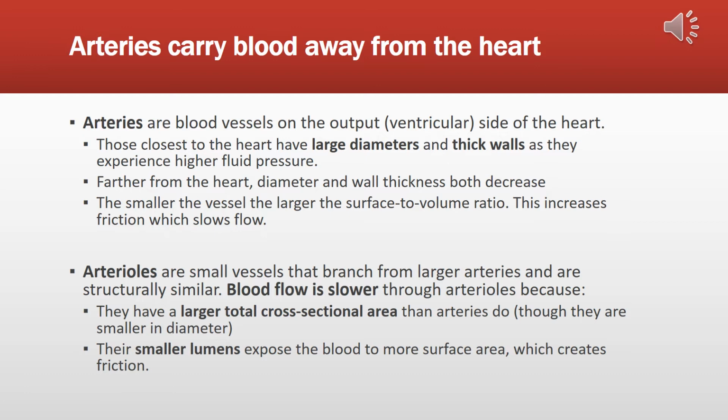Blood flow is obviously slower through arterioles because they have a larger total cross-sectional area than the arteries do, even though they're smaller in diameter. And this means they have smaller lumens, which expose the blood to more surface area, which creates friction and further slows blood flow.